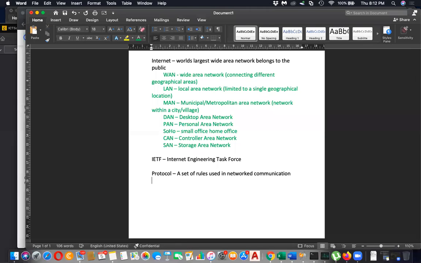Then only we can effectively communicate with each other. So that is going to happen in the network environment.